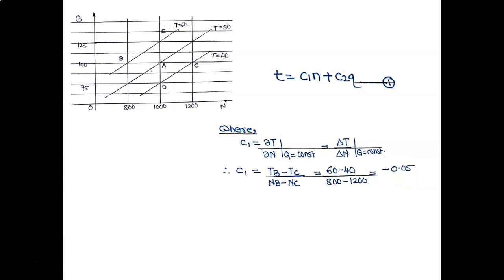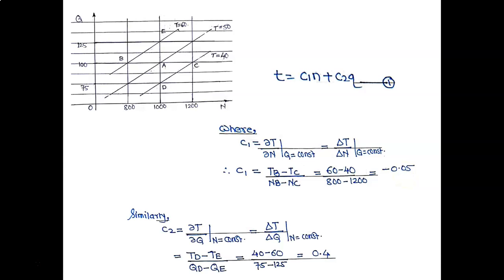Now we will find out the value of C2. Therefore, C2 is equal to dou t by dou q when n is equal to constant, which is equal to delta t upon delta q when n is equal to constant. What is the constant value of n? The constant value of n is equal to 1000. Therefore, along this line ED, we will find out delta t and delta q.